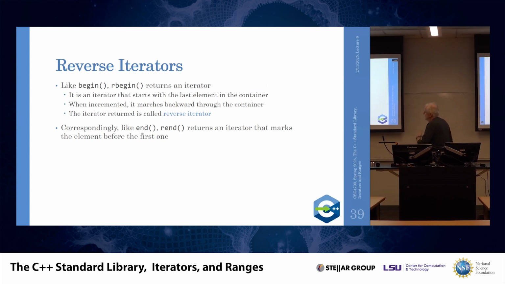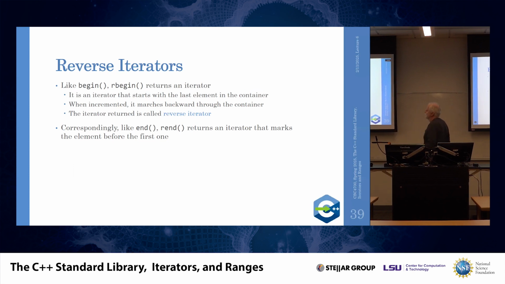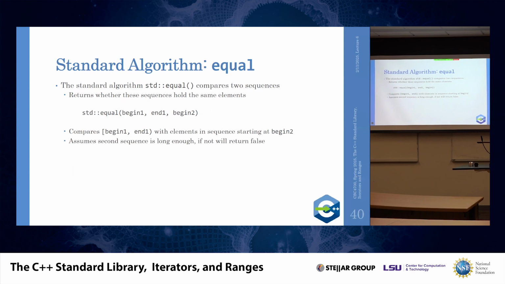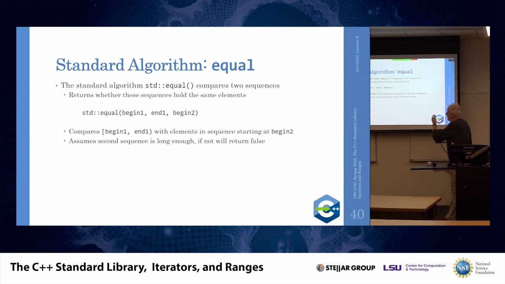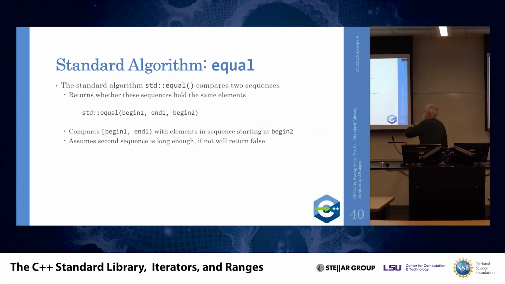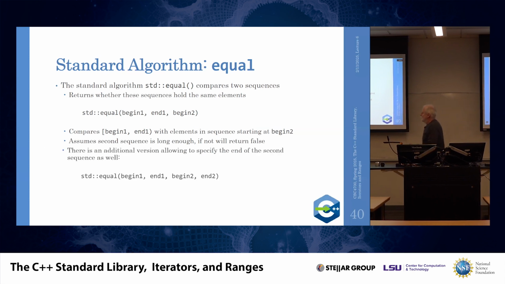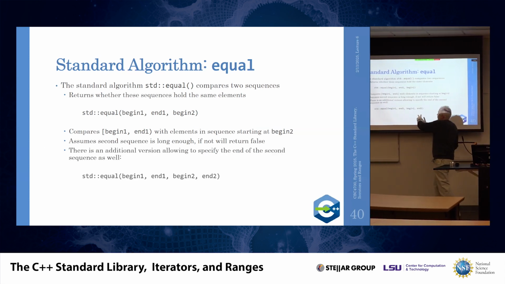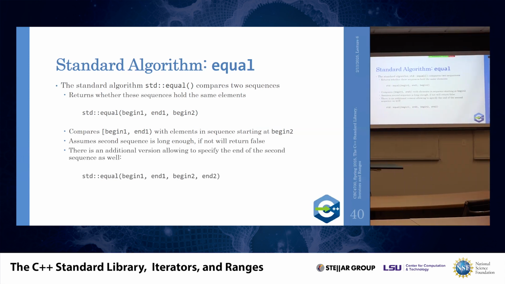rend is the opposite thing, which points to the first element before the begin, just to match the sequence so you can use it. So equal itself, as I said, is a standard algorithm that takes two sequences from begin1 to end1 and compares it with a sequence in begin2. But there is also a version that actually allows you to specify the begin and end of both sequences explicitly if you're interested.